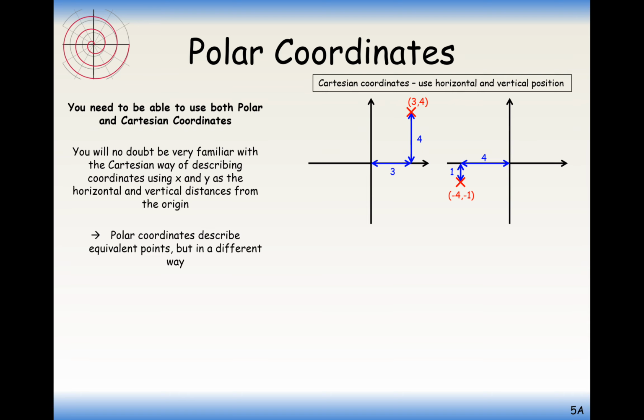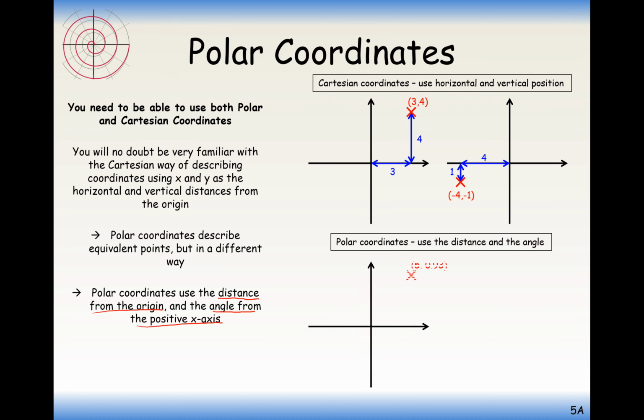Now, polar coordinates describe the equivalent points just in a different way. Polar coordinates use the distance from the origin and then the angle from the positive x-axis. And if you have those two pieces of information, the distance from the origin and the angle from the positive x-axis, you can locate exactly the same coordinates uniquely.